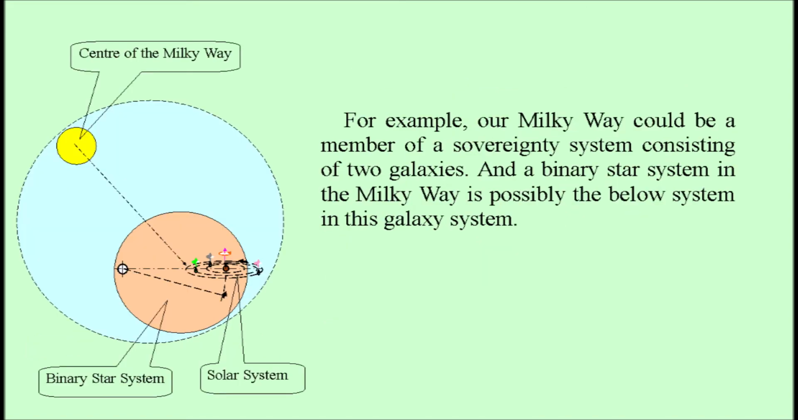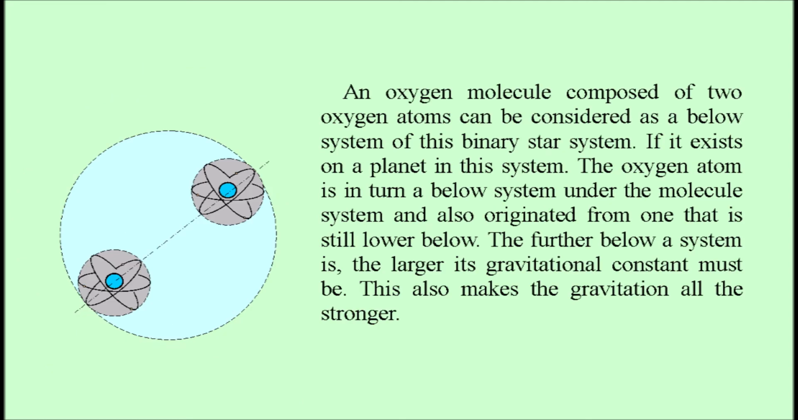For example, our Milky Way could be a member of a sovereignty system consisting of two galaxies. And a binary star system in the Milky Way is possibly the below system in this galaxy system. An oxygen molecule composed of two oxygen atoms can be considered as a below system of this binary star system, if it exists on a planet in the system.